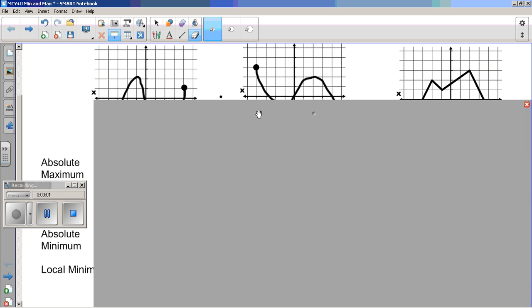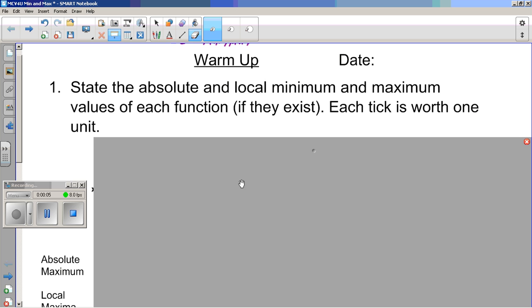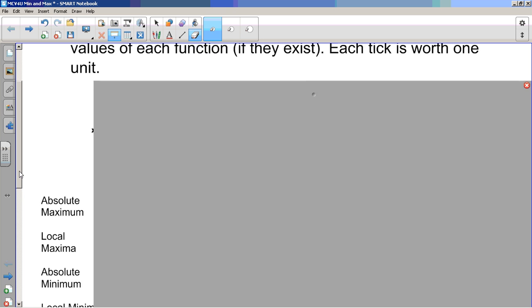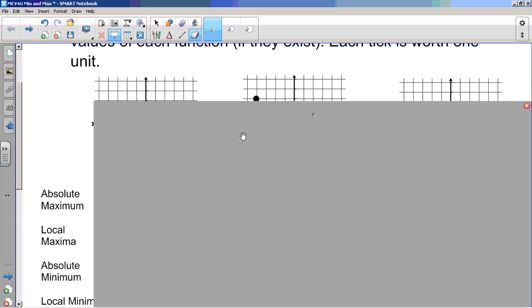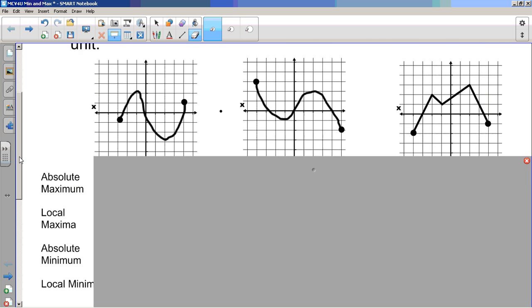All right, calculus folks, here we go. You've got this warm up in front of you. Hopefully you've tried it. I'm going to try and take it up real quick. This is the idea of absolute maximums and local maximums. And I'll let you have a look at my answers here in a second.